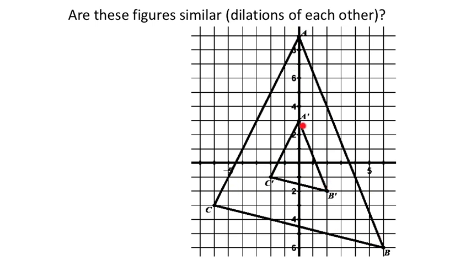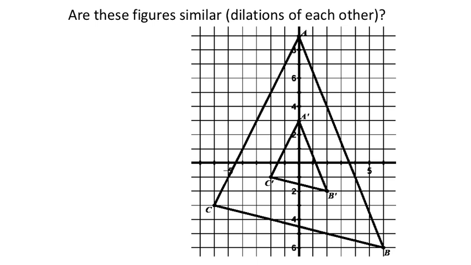This also means that since we made it smaller, we're expecting the scale factor to be less than 1. Now the question just says, are they similar to each other, or in other words, are they dilations of each other? It's not asking for the scale factor, but we're going to find it anyways.